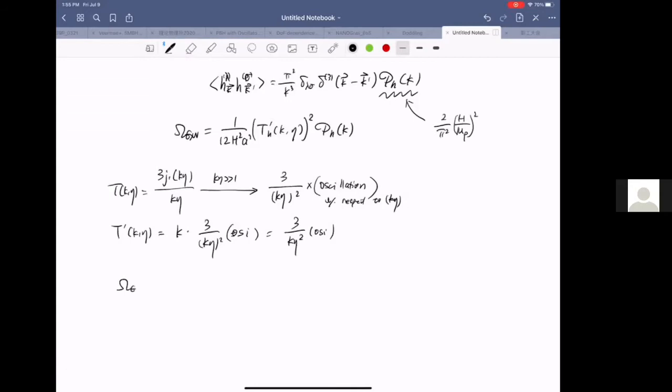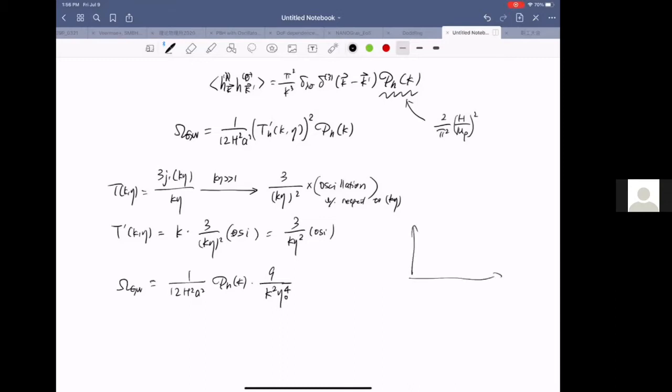And now your omega GW is, you can take the average of the oscillations, right? Let me just do it without any further comments. So k squared, you have 9 over k squared, it has k to the 4th. This is the final result for long wavelength.